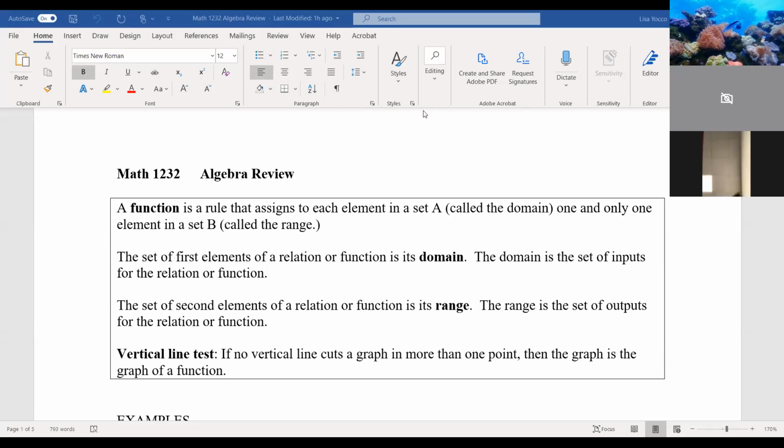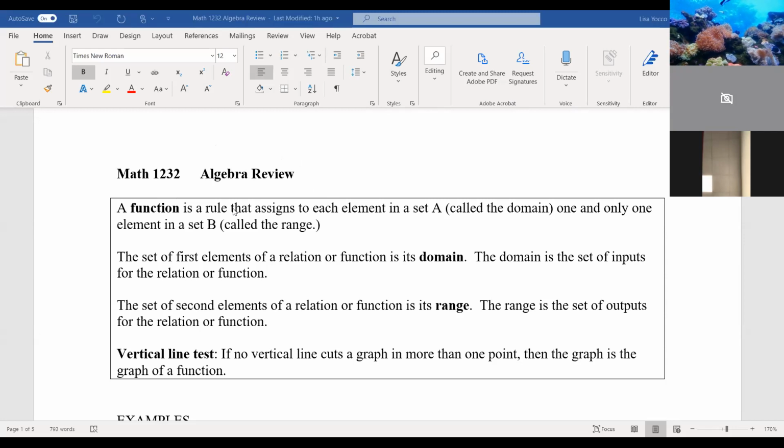Right, so we'll get started with a little bit of an algebra review. I always say in calculus that algebra is pretty important, so that's why we take a little bit of time in the beginning to review some things. So first thing is the idea of a function.